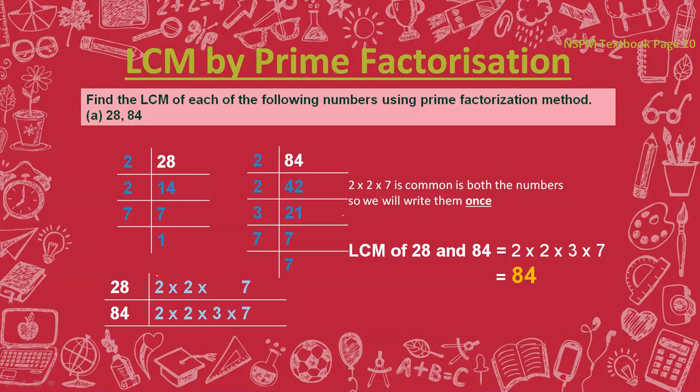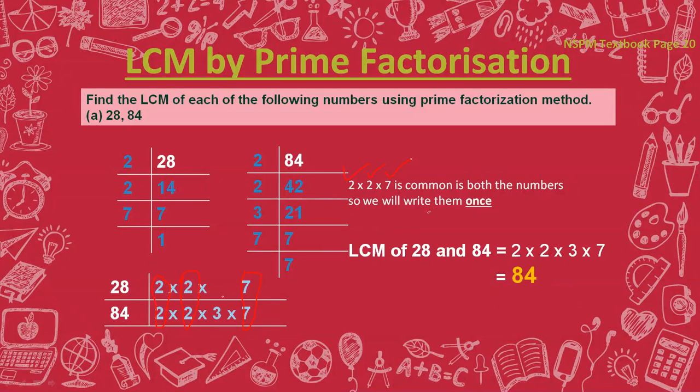So what are the common ones? 2, 2. I can write it one time because it's common. It represents both. Okay, 2. I can write it here. Okay, this is the 7. I can write it here. These are common in both the numbers, so we are writing them once.